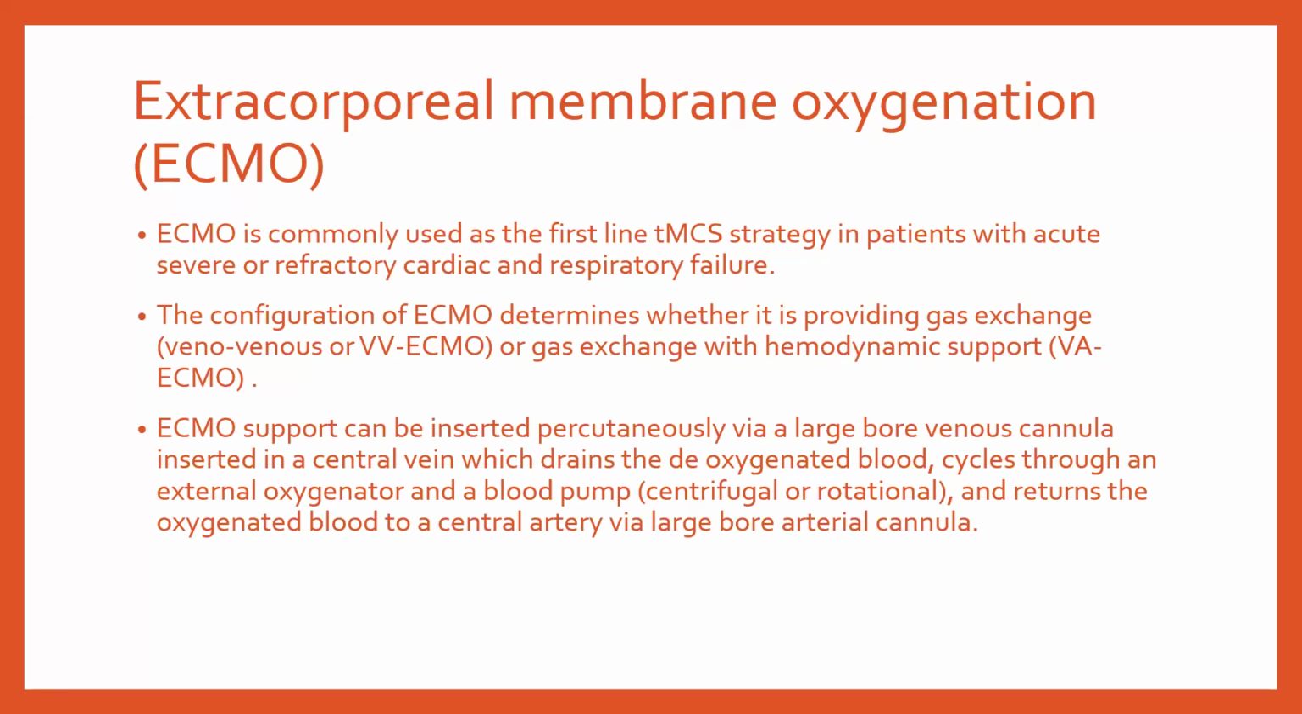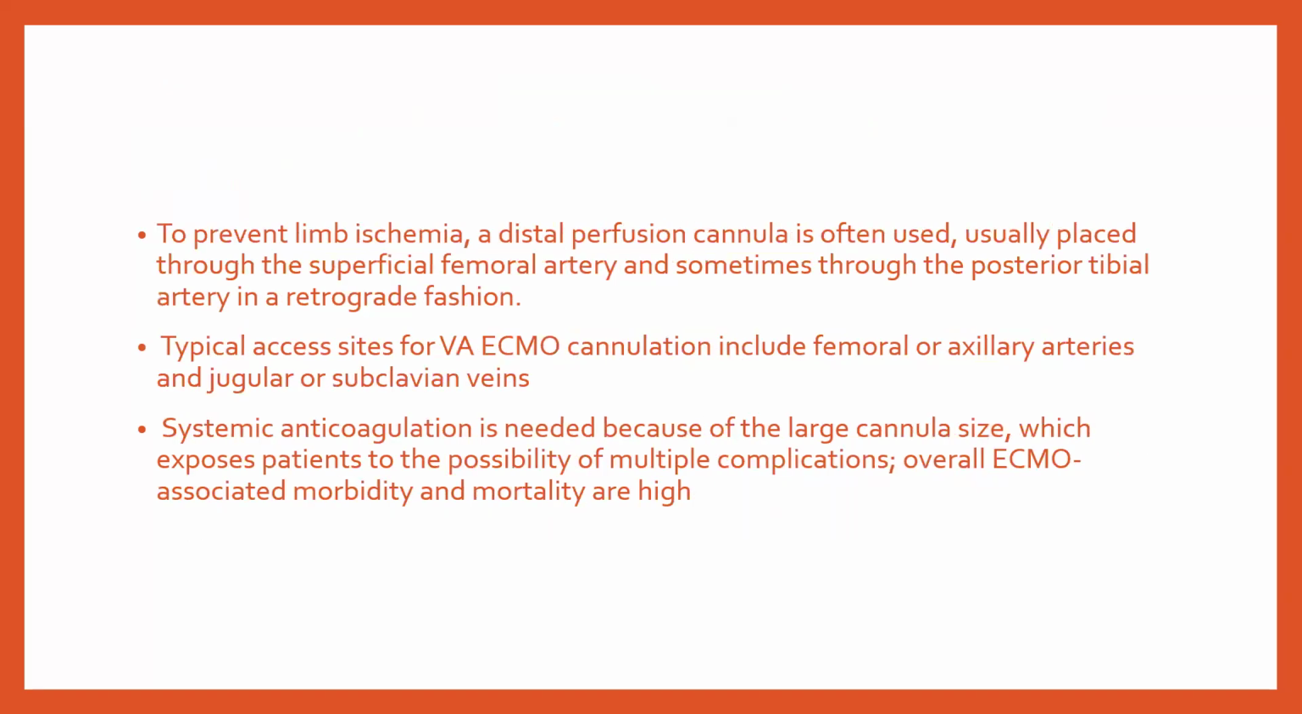then it is VA. ECMO support can be inserted percutaneously via a large-bore venous cannula inserted in a central vein, which drains the deoxygenated blood, cycles it through an external oxygenator and blood pump, and returns the oxygenated blood to a central artery via a large-bore arterial cannula. To prevent limb ischemia, a distal perfusion cannula is often used, usually placed through the superficial femoral artery and sometimes through the posterior tibial artery in retrograde fashion. The typical access sites for VA ECMO cannulation include the femoral and axillary artery and the jugular and subclavian vein.